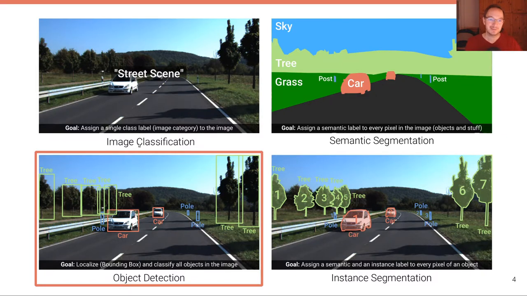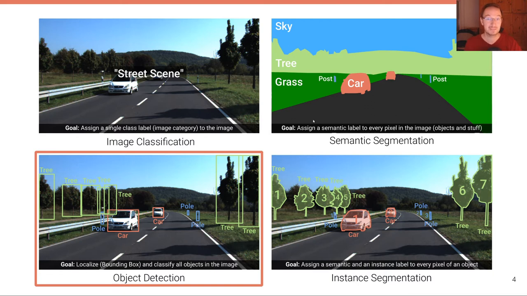This is a slide I took from the computer vision class where we have distinguished recognition problems, and object detection is a recognition problem, into 4 different problem categories. The first is image classification, where the goal is to assign a single class label or image category to an image, like this is a street scene. So that's not super useful yet to self-driving.